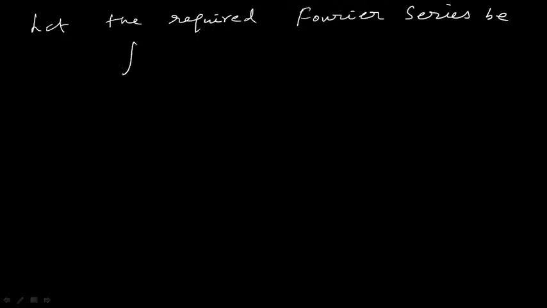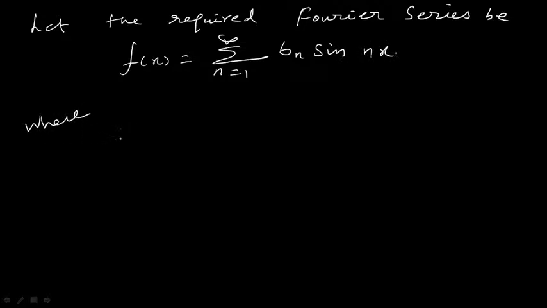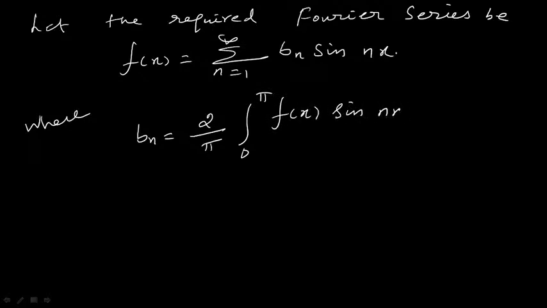So let the required Fourier series be of the form f of x is equal to, it consists of only bn alone, because a0 and an become 0, so you can have only the bn term, that is sigma n equals 1 to infinity bn sin nx. You can calculate the value of bn by making use of the formula bn is equal to 2 by pi integral 0 to pi f of x sin nx dx.